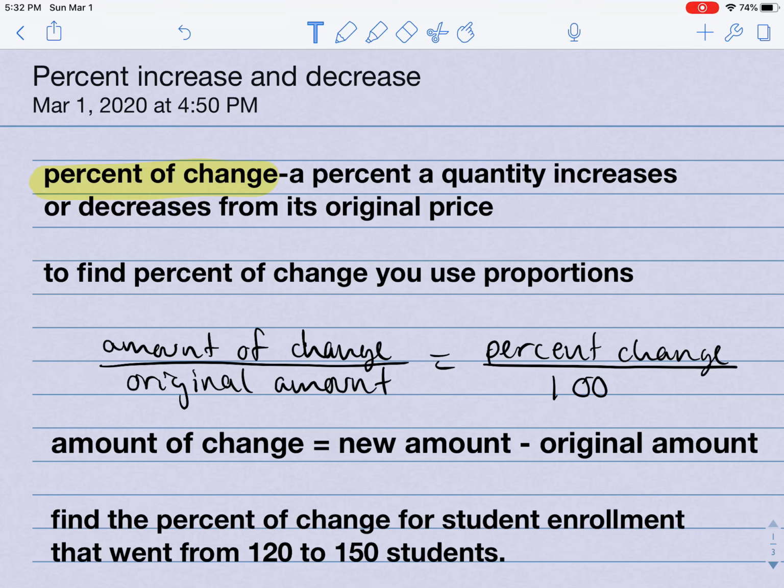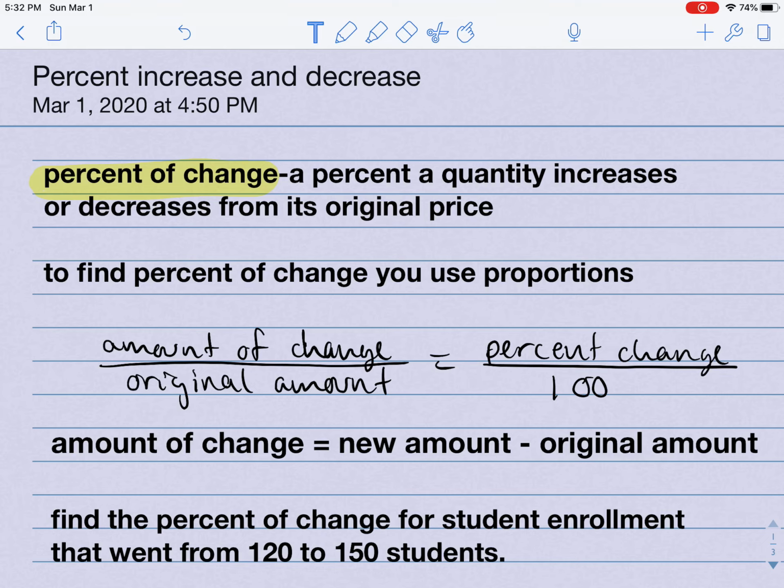Okay, so to find percent of change, you are going to use proportions. The proportion here is going to be set up as the amount of change over original amount is equal to percent change over 100. So once again, percents are always over 100.